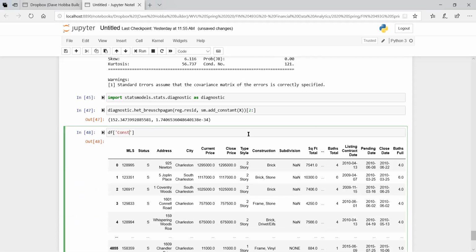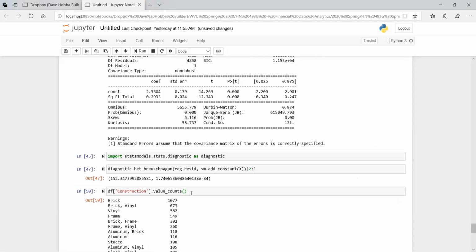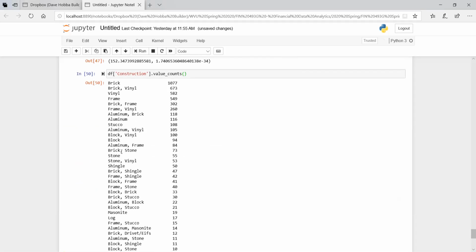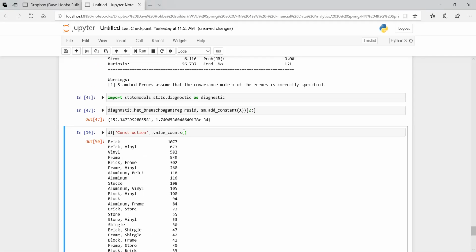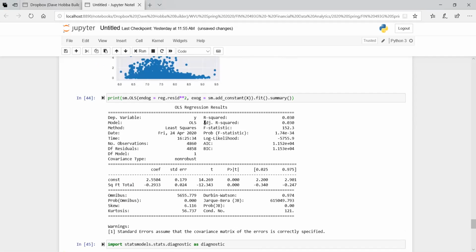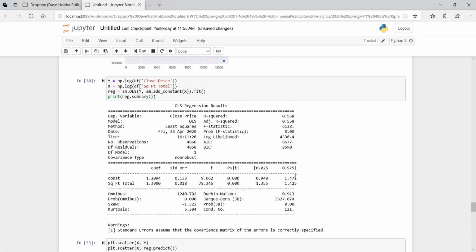Let's look at construction. If we look at construction, let's do value counts. Maybe if you broke it up into brick and block and vinyl and that type of thing, then maybe that would help produce a better model. But for this, just using square footage alone does not produce a good model when predicting the price of a home.